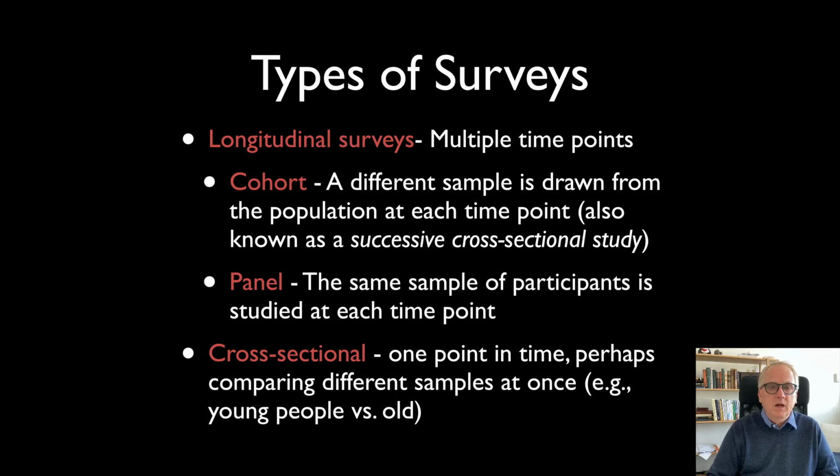And then there's also a cross-sectional survey, and this is done just at one point in time. So like today, or next Saturday at 5 o'clock. And perhaps all you're trying to do there is just compare different kinds of samples at once. So for instance, maybe you get a sample of young people and a sample of old people next Monday, and you want to compare how old people and young people differ in how they view some particular issue. So cross-sectional is just done at one point in time.